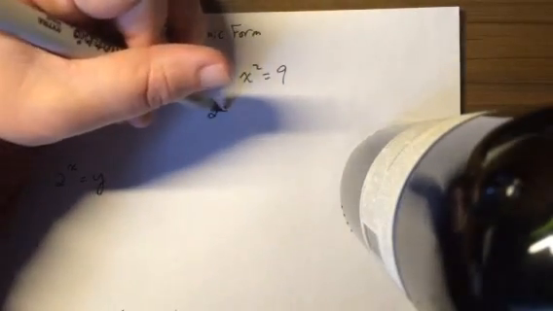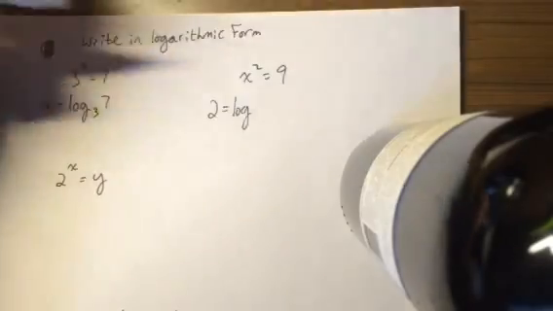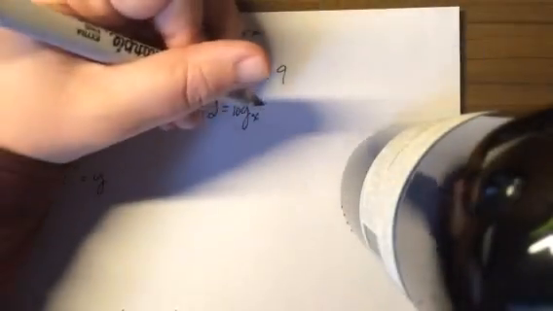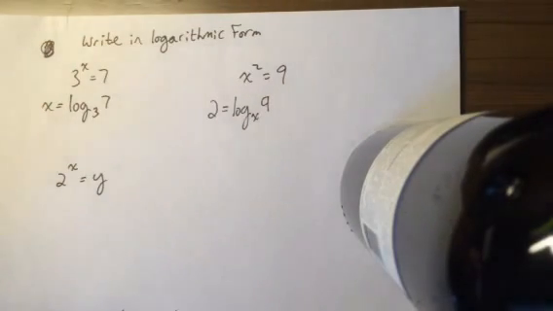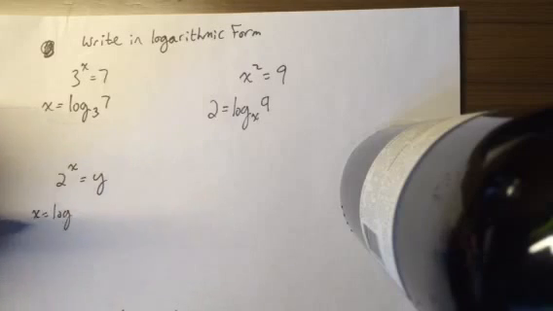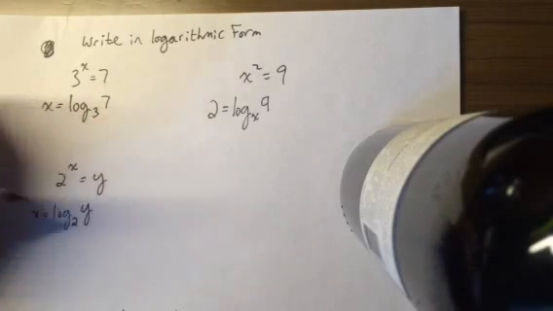So let's do it again. My exponent is 2. So 2 equals log. My base of the exponent was x, so I'm going to have base x. And it was equal to 9, so of 9. Do it for the last one. So x equals log, because x was my exponent. Base was 2, so base stays 2, of y.